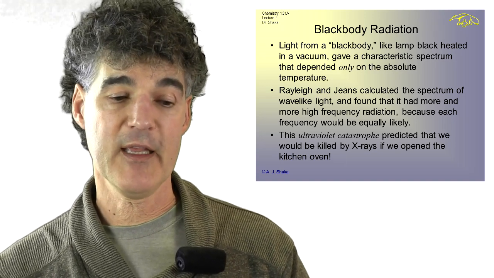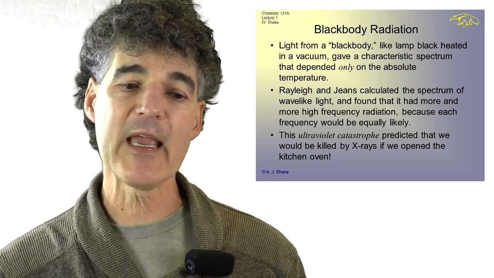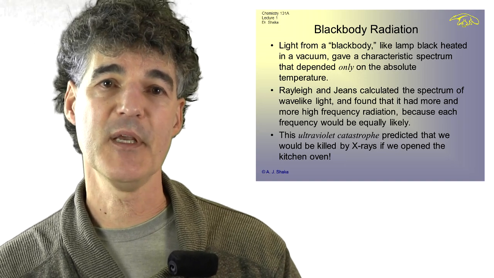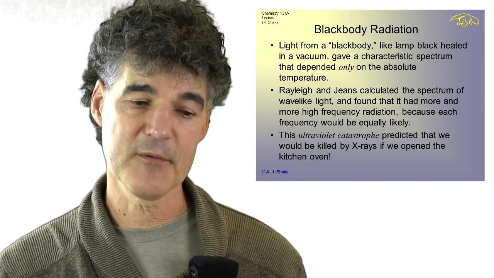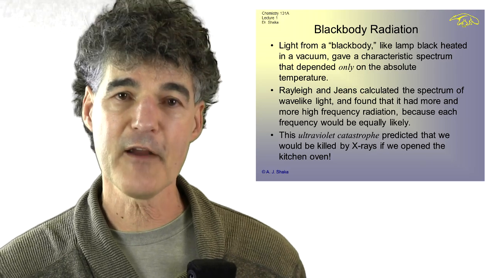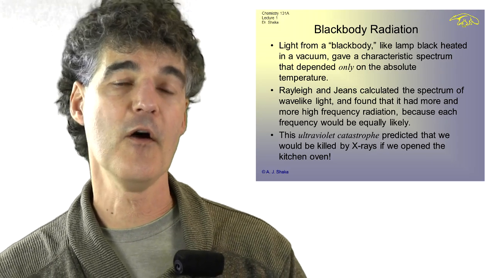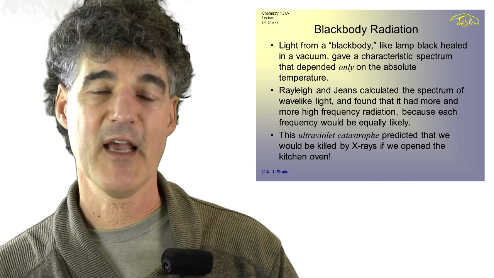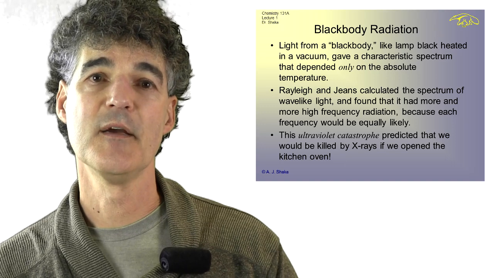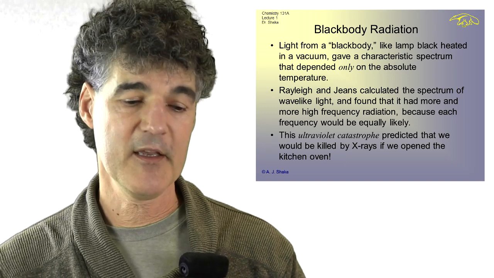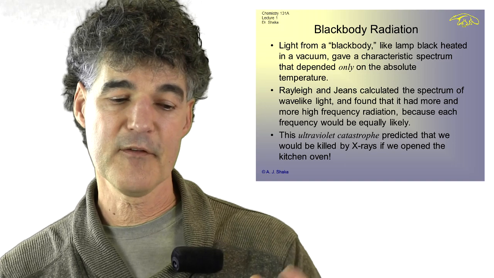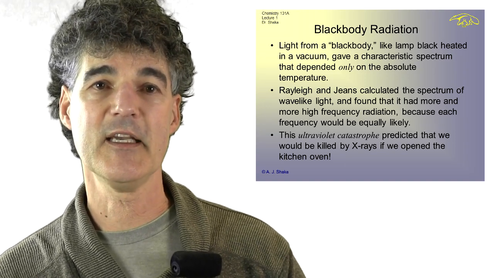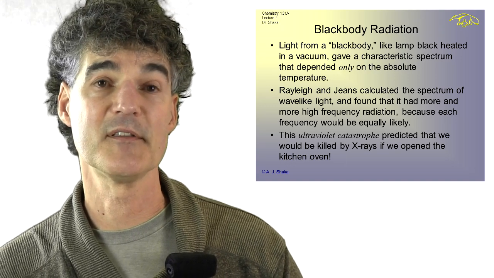And what they found is that it would be much, much more likely that you would get a lot of high-frequency radiation, because the chance of getting each frequency was equally likely, and there are a lot more high frequencies than there are low frequencies. And this was called the ultraviolet catastrophe because it basically predicted that if we open something like a kitchen oven, then out come a ton of x-rays and very high frequency light and kill us, basically. And that's obviously not what happens.